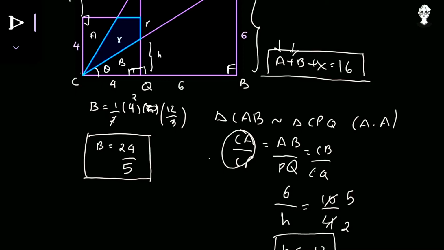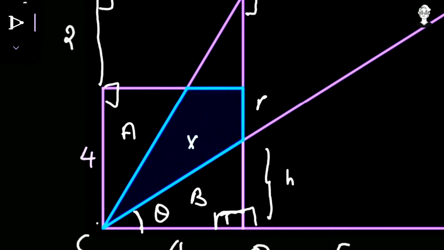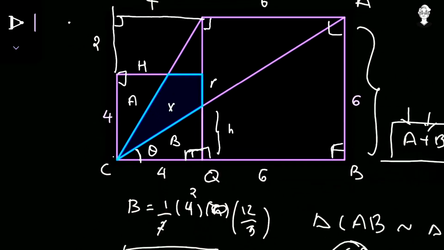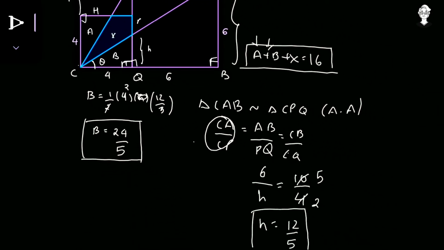Now we have to calculate the value of a, and that also in the same manner. Let the height of this be equal to capital H. So the area of a is half of base. The base is equal to 4 and the height is equal to capital H.